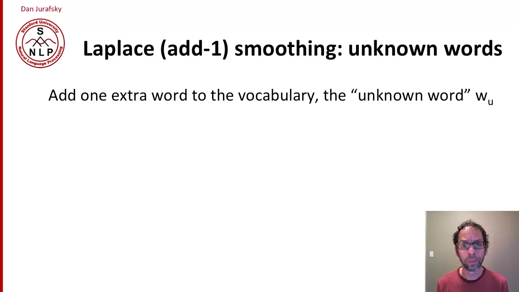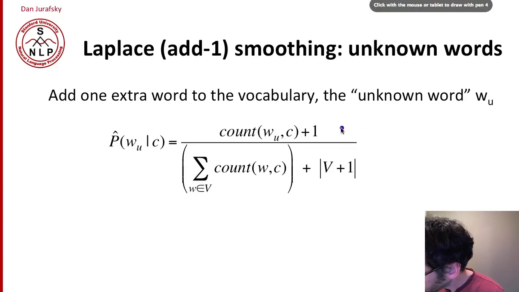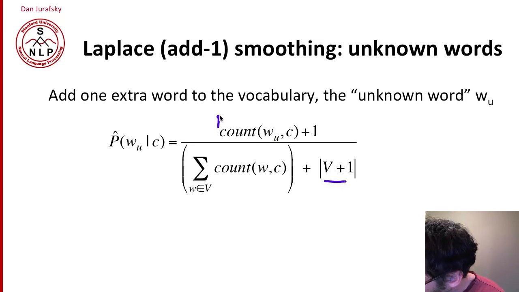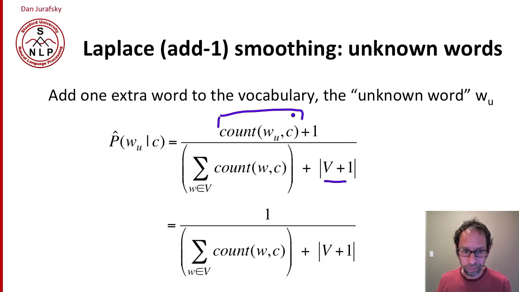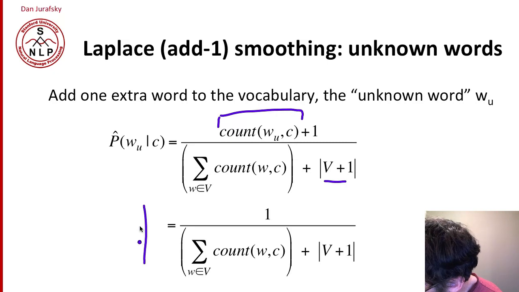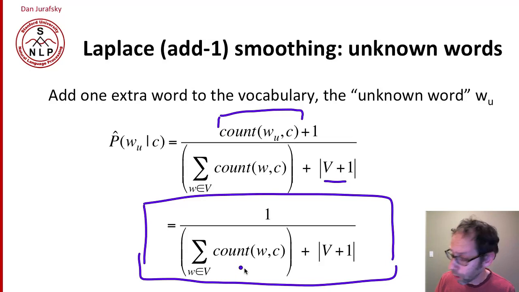What about unknown words? A simple way to deal with unknown words is simply to add an extra word to the vocabulary. We might call that w sub u, the unknown word. And now, what does that do to our likelihood equation? Here's the likelihood equation written out again. We've added a new word w_u, so I've increased our vocabulary size by 1. Now, what is the count of w_u in any particular class c? Well, the word was unknown, so it never occurred in our training set, so that count is 0. So the likelihood term for that unknown word is going to be simply 1 over n, the number of tokens in the class c, plus v plus 1.